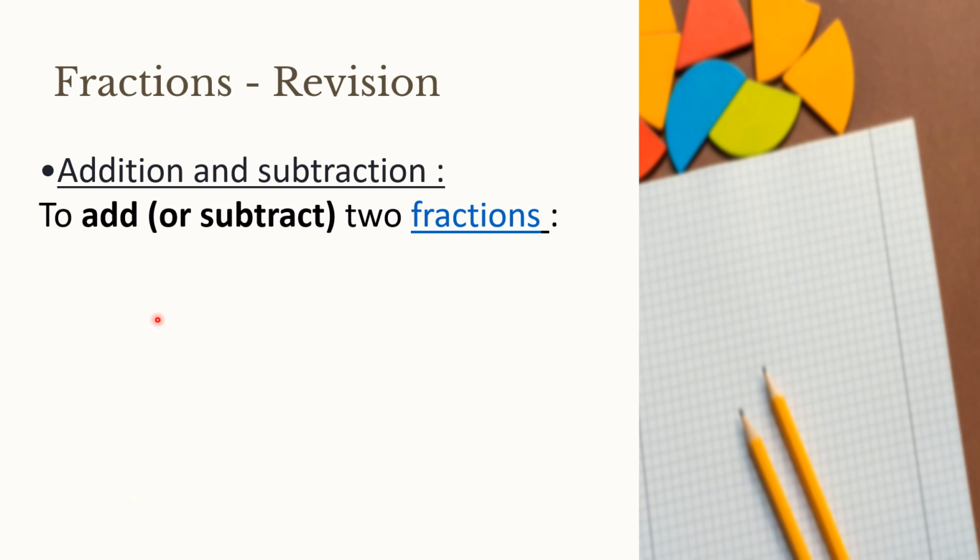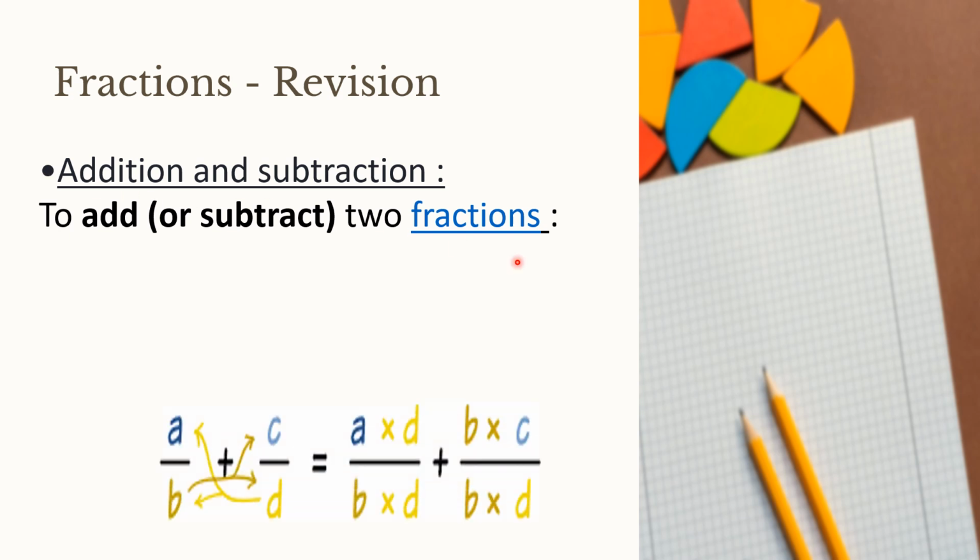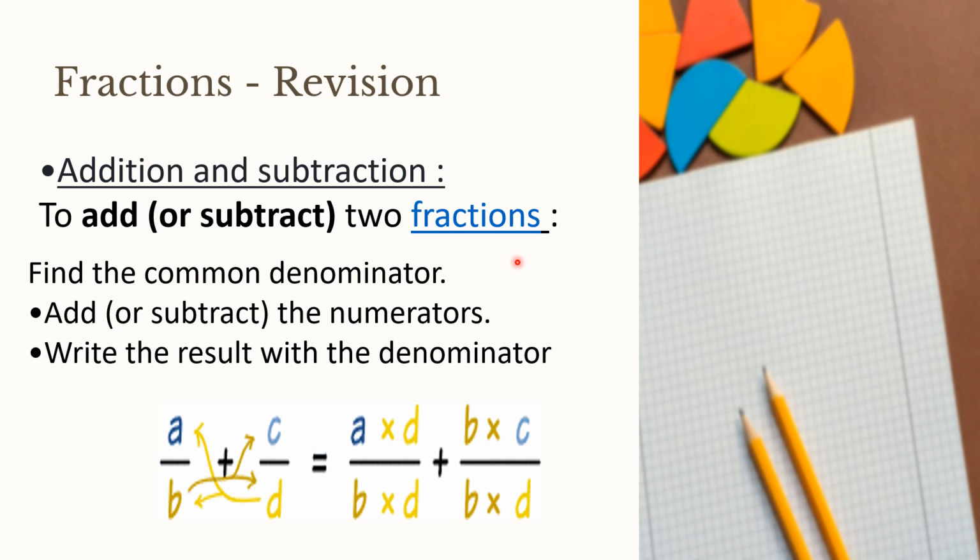Starting with fractions. Number 1, addition and subtraction. To add or to subtract two fractions, first of all, we have to make sure we have the same denominator, or to find the common denominator between these two fractions. Then we can add or subtract the numerators and keep the same denominator.